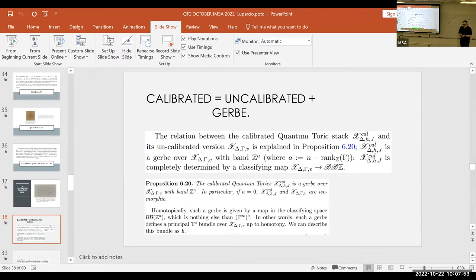Because when you have the irrational situation, you have this non-commutative space, no problem. Ironically, when it's rational, everything is off. But if you add the gerbe, now you have a nice moduli space. Because you add these non-commutative degrees of freedom to the commutative manifold. Now, so you calibrate it with the gerbe.